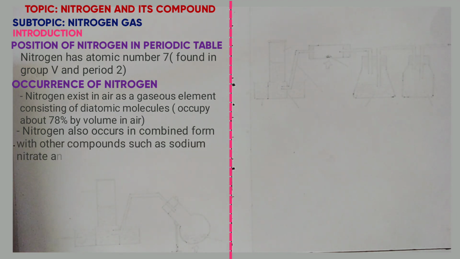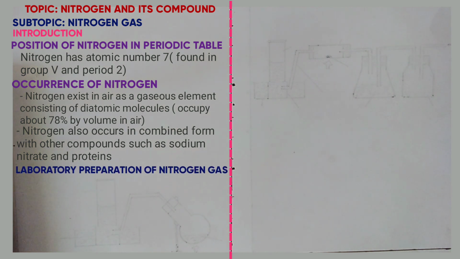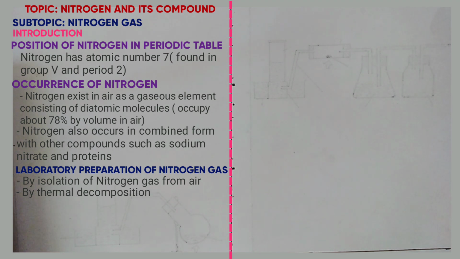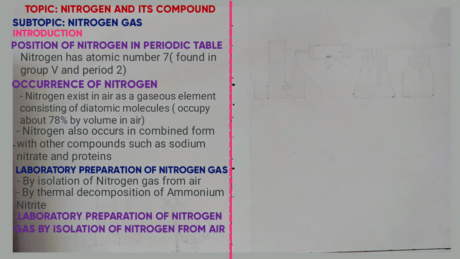Now, you look at the laboratory preparation of nitrogen gas. Nitrogen can be prepared in the laboratory by isolation of nitrogen from air or thermal decomposition of ammonium nitrate. Industrially, it is prepared by fractional distillation of liquid air. So we begin by looking at the first laboratory preparation of nitrogen, by isolation of nitrogen from air.